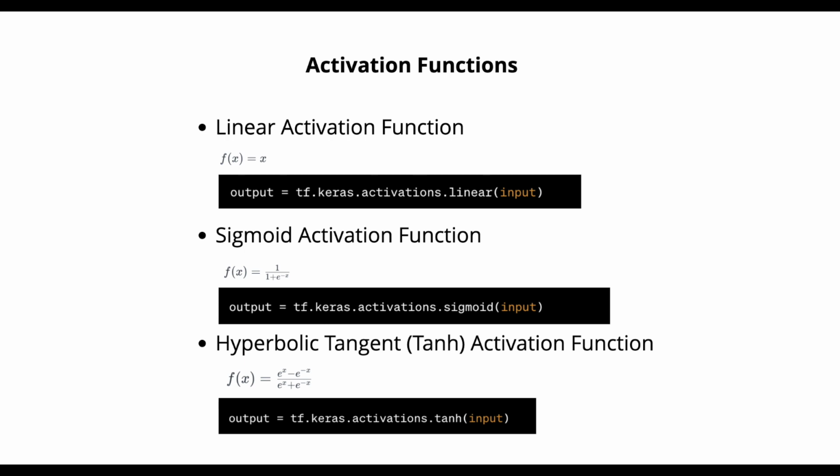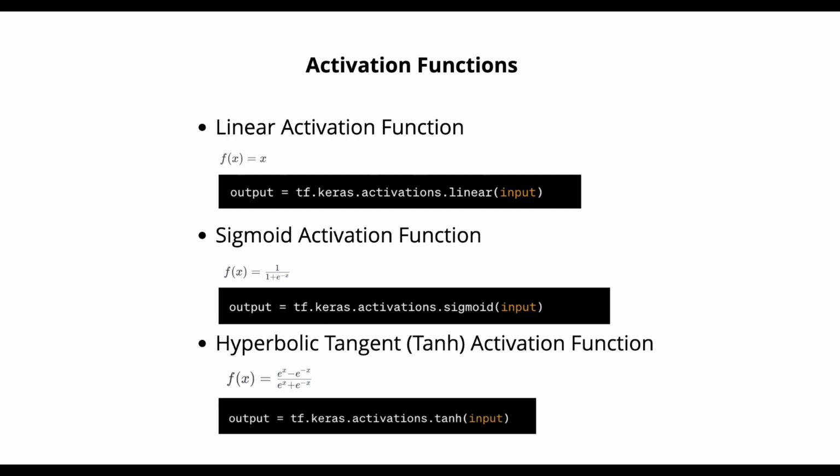Next one is the sigmoid activation function. The sigmoid activation function squashes the input values between 0 and 1, which is useful for binary classification tasks where the output represents probabilities. Mathematically, you write it as function of x = 1 / (1 + e^(-x)). TensorFlow usage is output = tf.keras.activations.sigmoid and pass the input there.